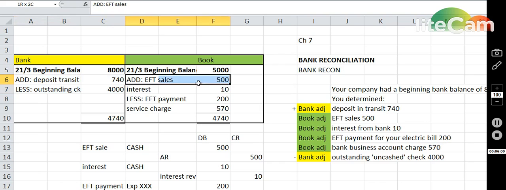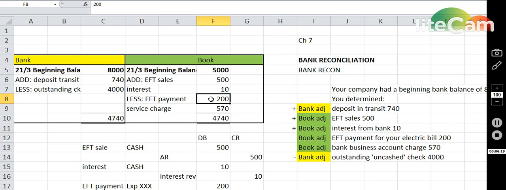But now on the book side, these items, so we have EFT sales, so that's money I'm getting, so we add that, and then the bank paid us interest, so we're getting that money, so we add that amount.